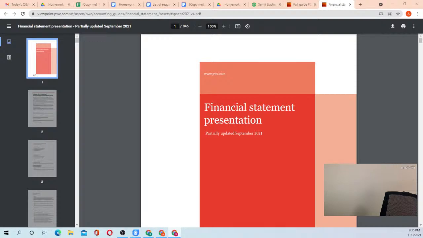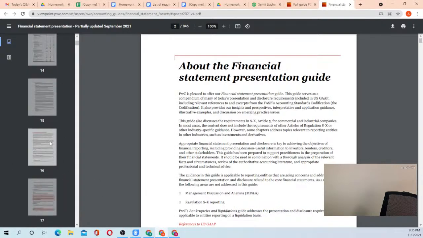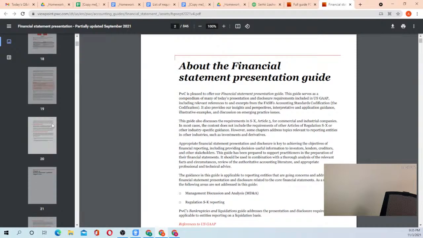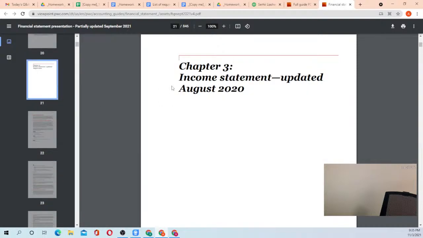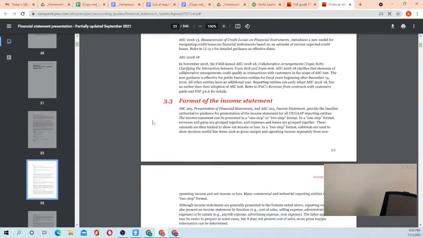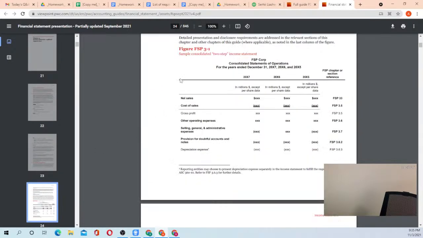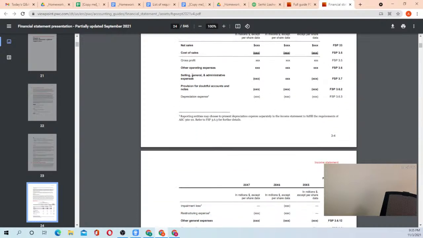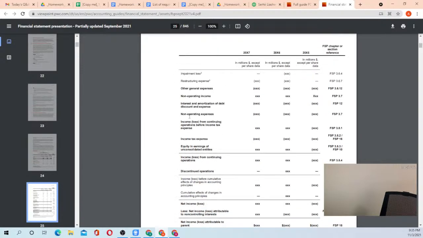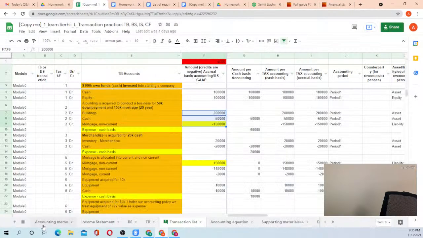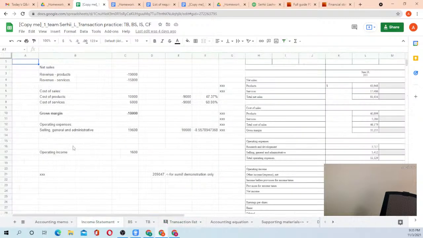Okay. So, last lesson we finished with the balance sheet and we got to page 21. This is an income statement. And here we have the structure for the income statement, all the basic income statement headers which we can use in our homework. And in our homework file, we created a separate tab and we provided the headers.